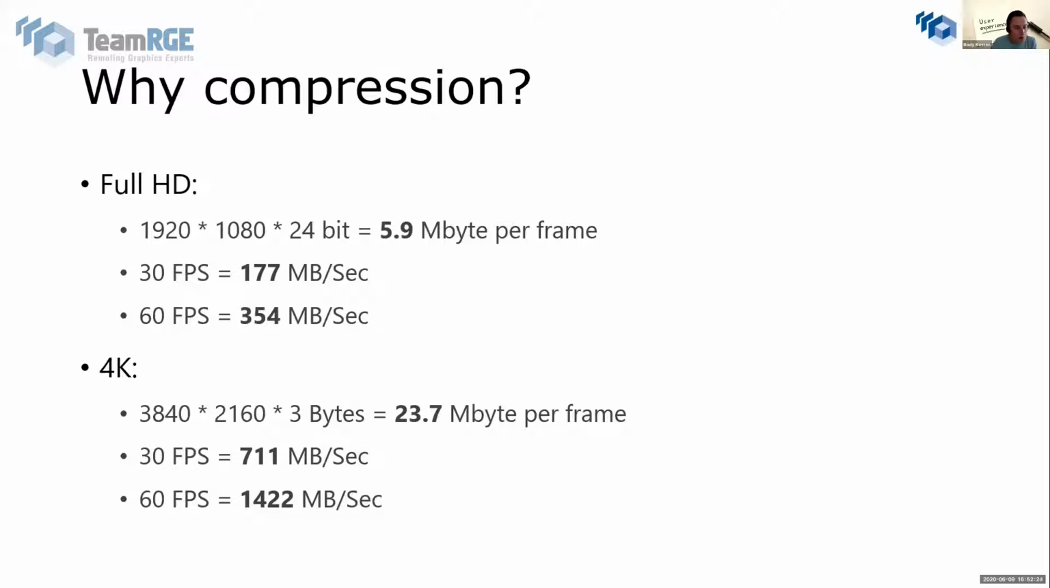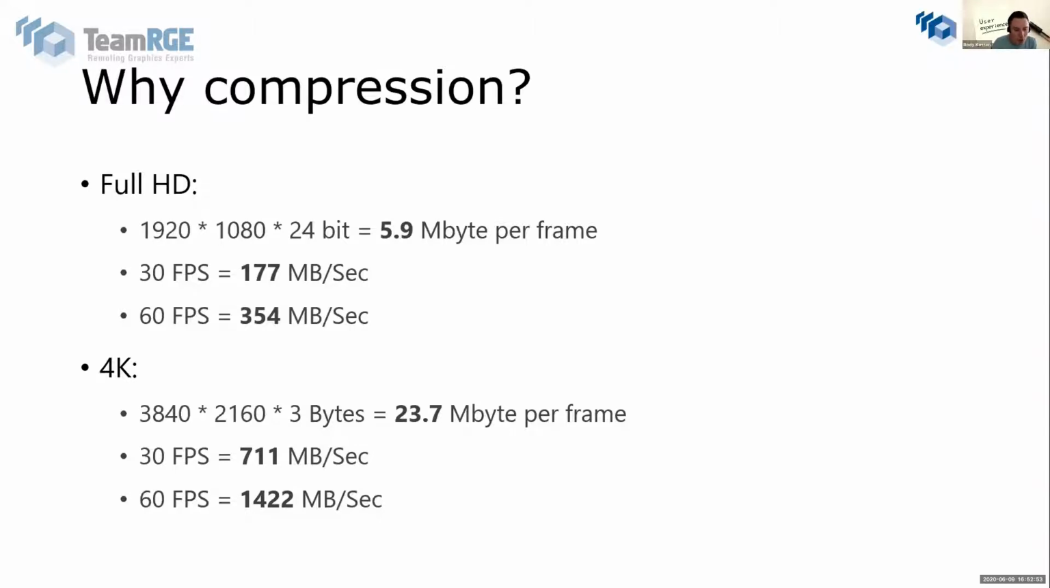So if you look at a full HD resolution, a single frame uncompressed is already 6 megabytes in size. So if we run it with 30 frames per second, it means that you have almost 180 megabyte per second. So that's a quite big WAN connection you need to run that uncompressed over the internet.